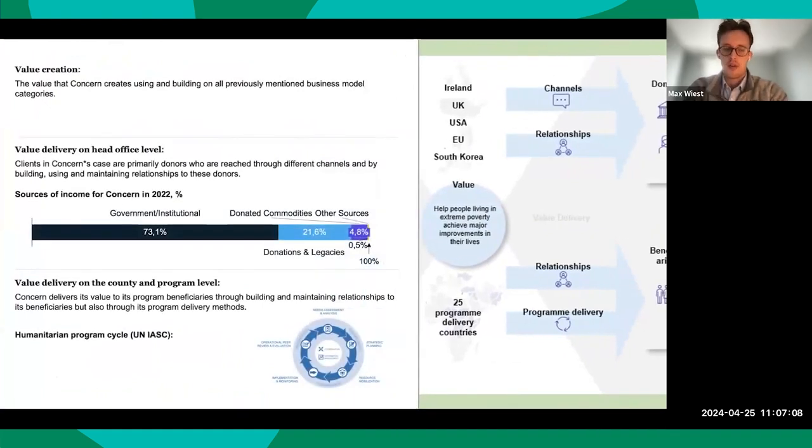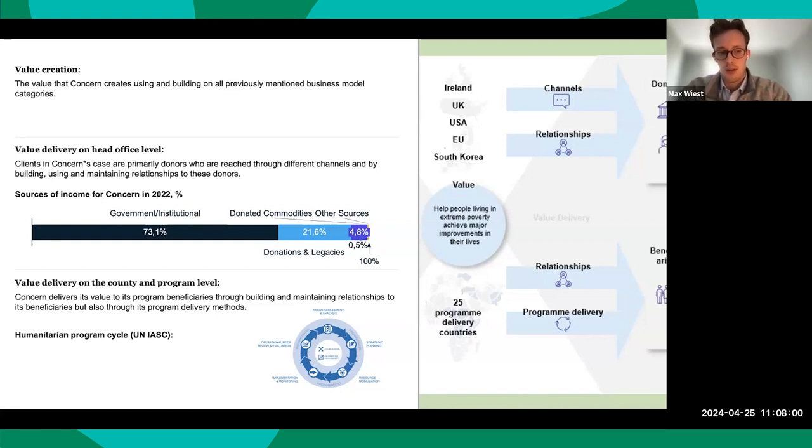Here, we again split it into head office level and country level. On the head office level, you have certain channels and relationships that you have to foster, for example, to donors and certain sources of income. You can see here in the chart that the main sources of income for Concern are actually government and institutional donors. If you look at it more from individual organizations, also to mention here are the Irish individual donors that make a large part of the donations to Concern. And on the country level, you also have the relationships to the different local stakeholders and the program delivery itself as a channel to deliver aid.